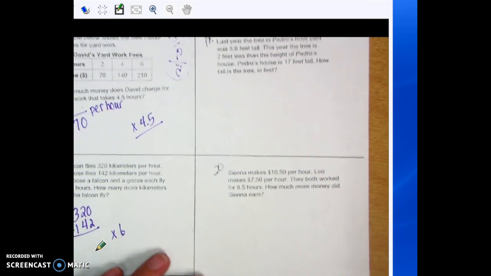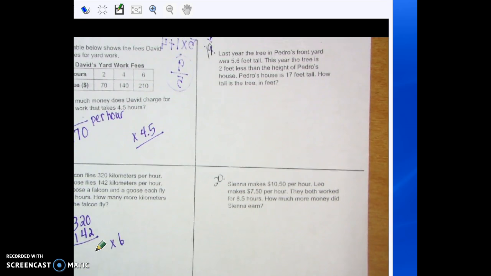Okay, number 19. Last year, the tree in Pedro's front yard was 5.6 feet tall. This year, the tree is 2 feet less than the height of Pedro's house. The house is 17 feet tall. How tall is the tree in feet?